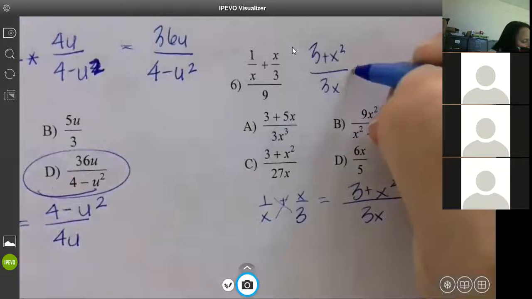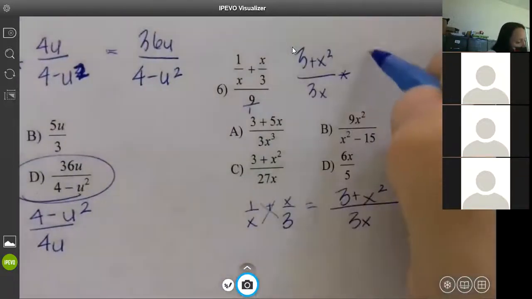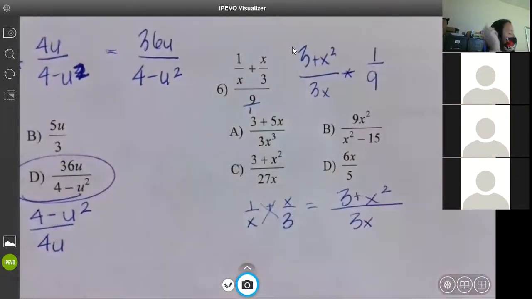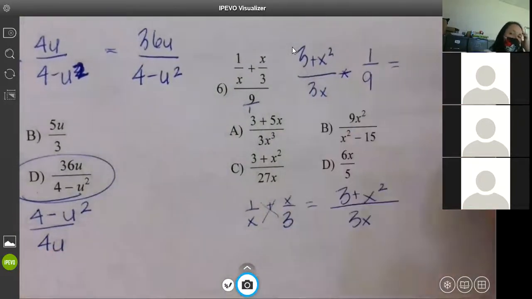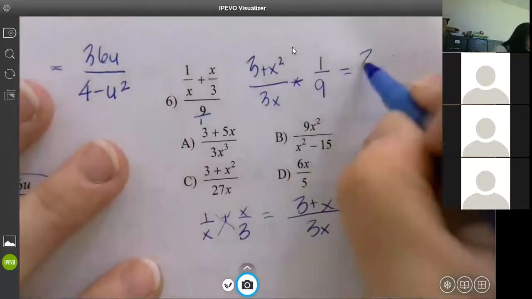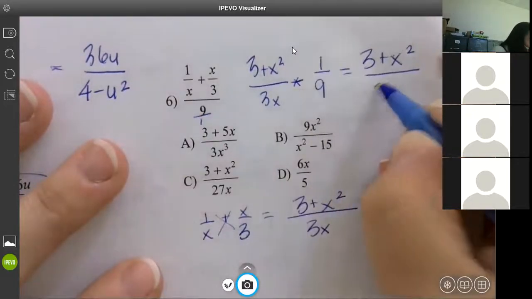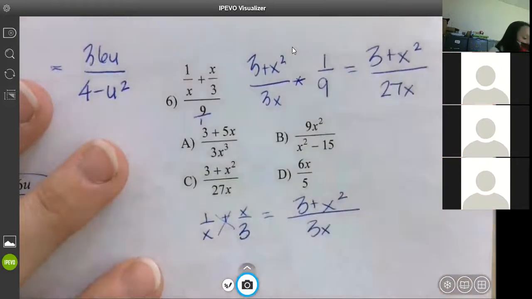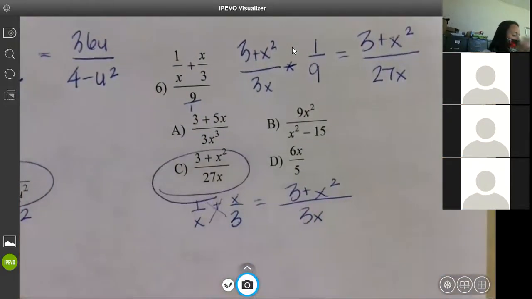We're going to change it to times. And instead of being 9 over 1, we're going to change it to 1 over 9. Multiply them together. 3 plus x squared times 1. And 3x times 9. Do we have that answer? And that's it. Any questions so far?